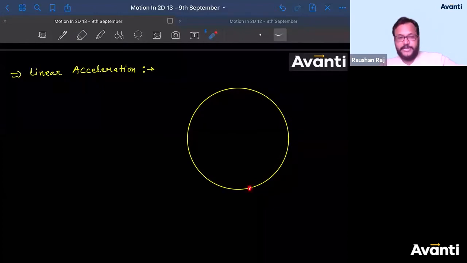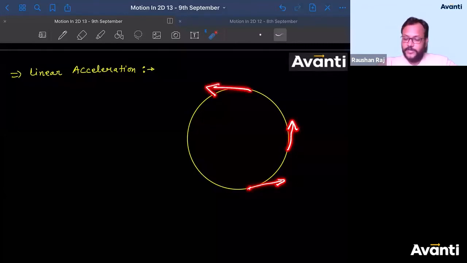At this point, the direction of velocity is in this way. At this point, the direction of velocity is in this way. So at each and every point, the direction of velocity is different. So there must be an acceleration. There must be a linear acceleration to the particle.